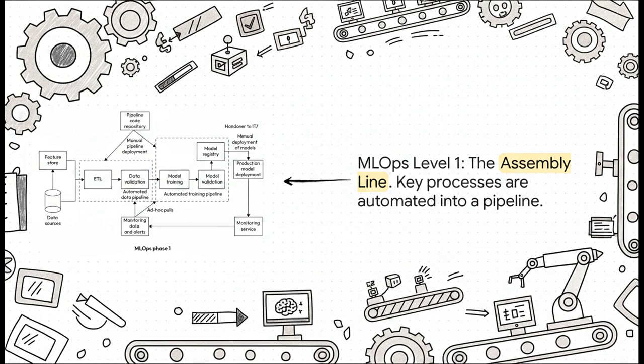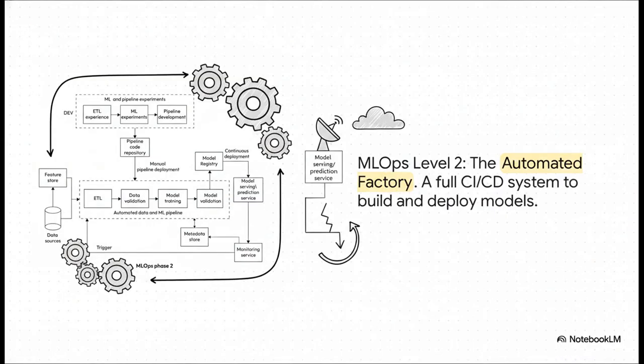Now, at level 1, this is where things start to get interesting. We get our assembly line. If you look at the diagram, that whole central process, from validating the data and training the model to registering it, is now an automated pipeline, and that is a huge leap forward. It means you can consistently and rapidly retrain your model on new data, and that removes the most time-consuming manual bottleneck of all.